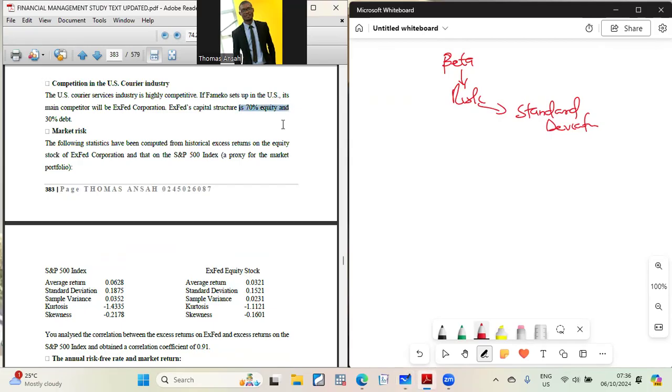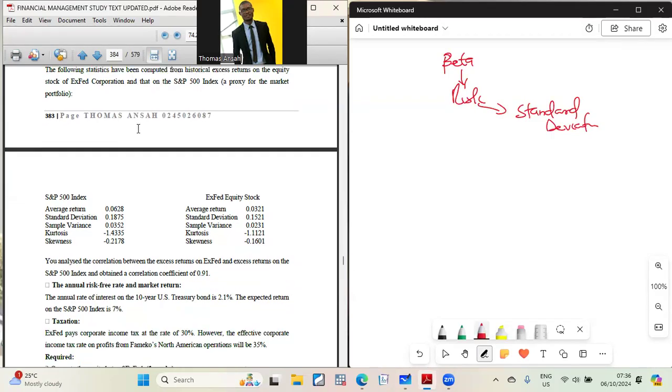Why beta equity? Because this company has both debt and equity. All right. So that is the proxies. So it means that I can find my beta using the standard deviations and my correlation coefficient. This is pure statistics. You can find it.